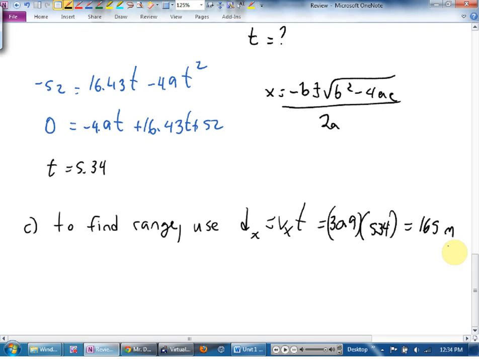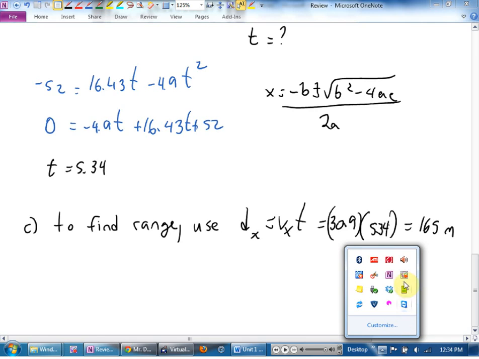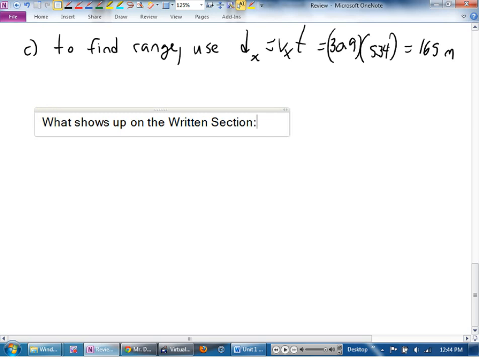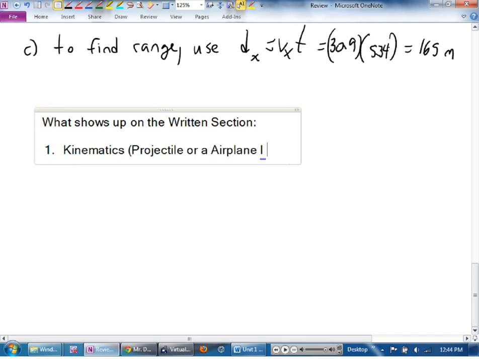But I would like to talk about what shows up on the written section. The first question on your written section of your mock exam, and if you're writing the provincial, same idea, is either going to be kinematics, and for kinematics, it's almost always a projectile, or an airplane in a cross breeze. So what's the ground velocity? Or often they'll give you the ground velocity and say subtract the vectors to find the airspeed. Or forces. For forces, it's either going to be two masses or a ramp.